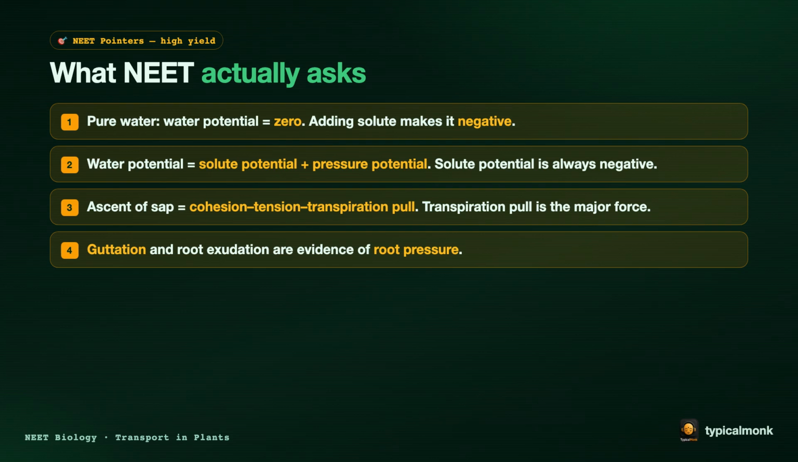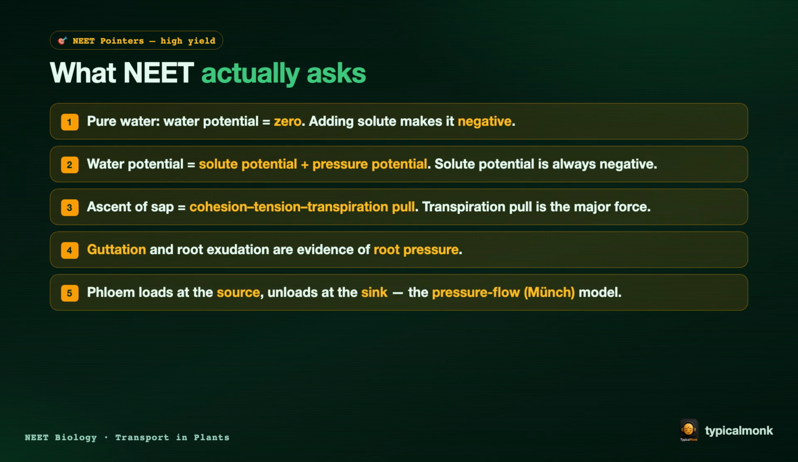4. Guttation and root exudation are evidence of root pressure. 5. Phloem loads at the source and unloads at the sink. That is the pressure flow or Munch model.